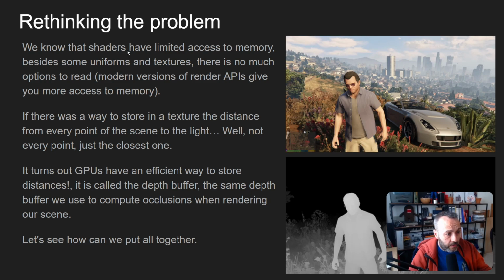We know that from the shaders, from the fragment shader, there's only two data that we can read. We can read the uniforms and the textures. Uniforms are usually very limited, so I can't pack a lot of information into a uniform, because the amount of memory that uniforms can have is small.